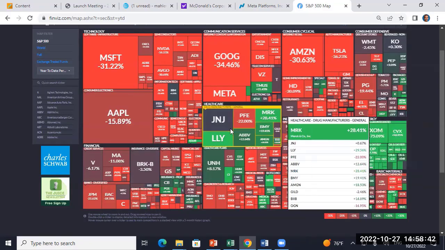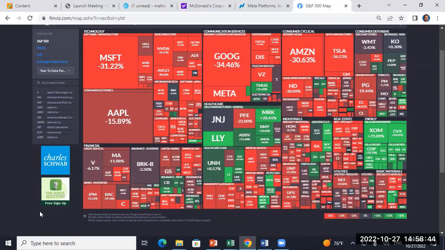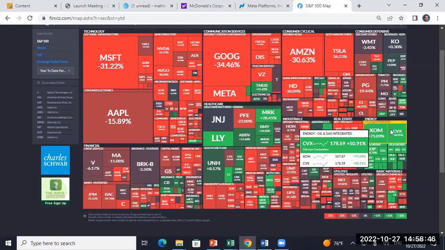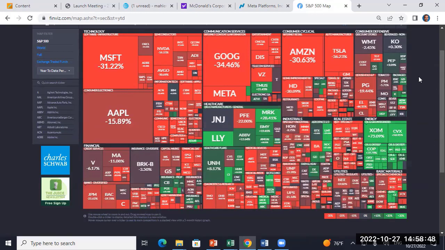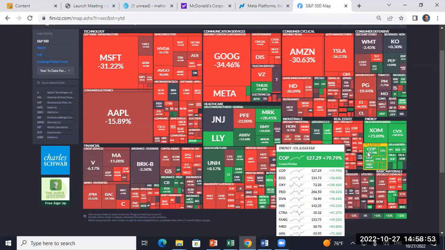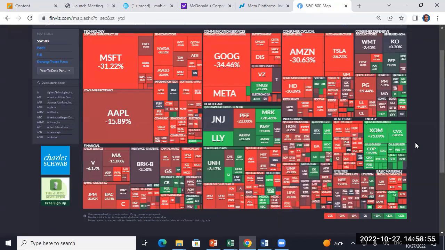So I don't know why Lilly's up or Merck's up 28%. That's kind of strange. I think Exxon's the highest returning one out there. I don't think anyone else has done better. And they've done better than CVX. No, Conoco's actually higher than Exxon now. That's kind of interesting.